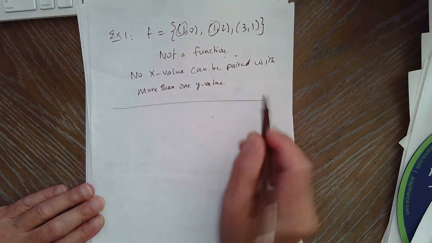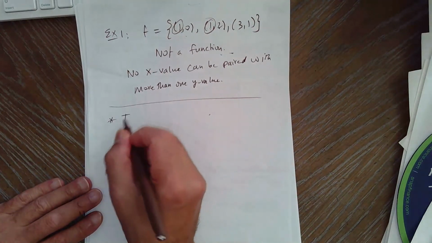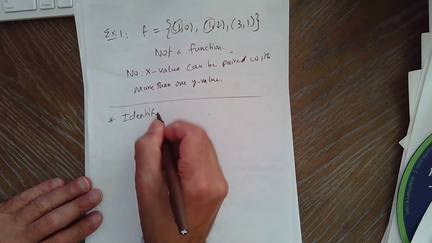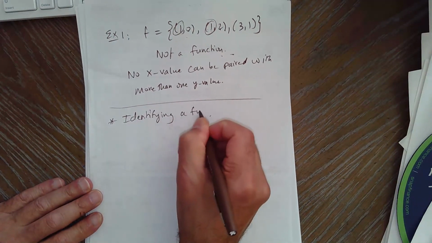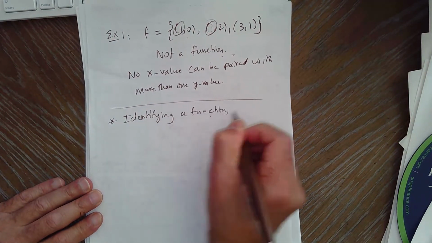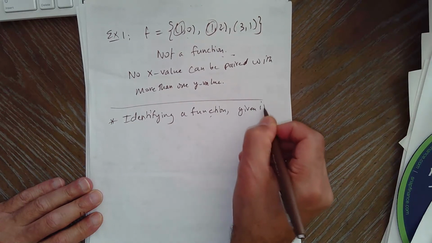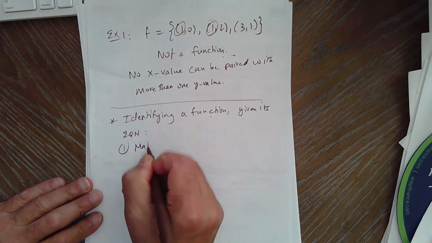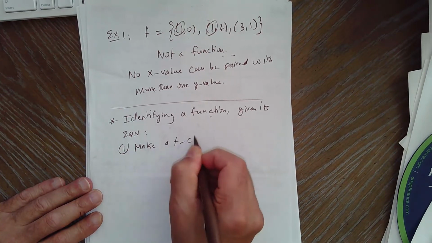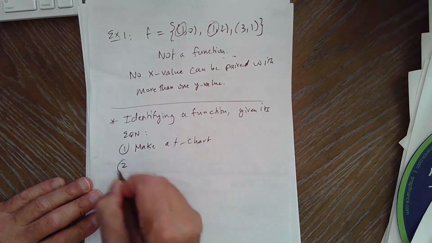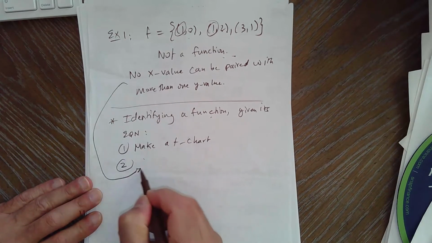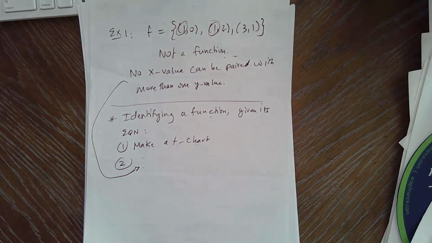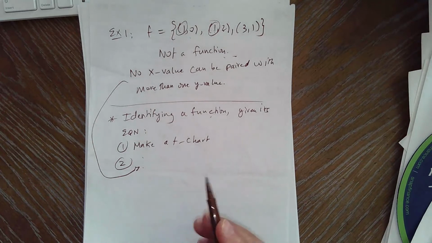Now, what if we're given an equation? How do we identify a function from its equation? Identifying a function given its equation: make a t-chart. If you want to graph it, you want to make a t-chart, and then no x value can be paired with more than one y value. So you can just bring that down here.